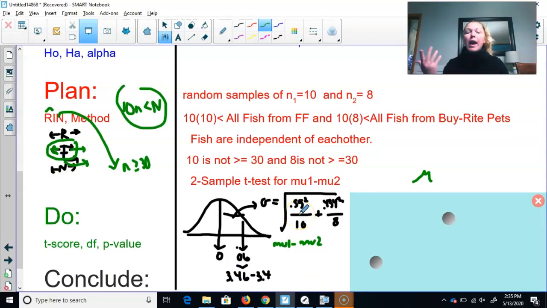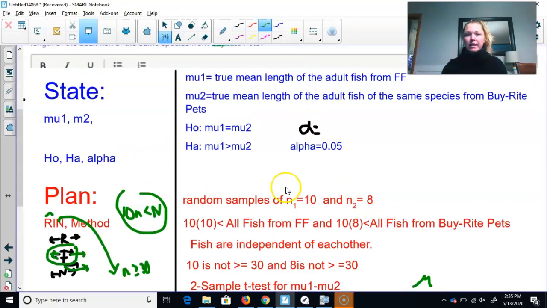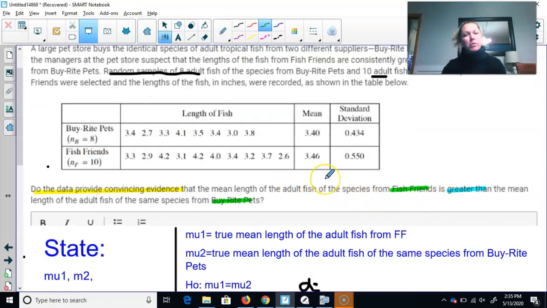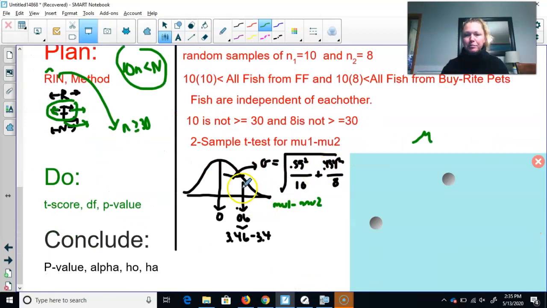Okay. Now I have an observation, right? I have 2 X bars and I'm going to subtract them. Well, how do I know which one to subtract first? mu1 is my Fish Friends. So I'm going to take X bar of 1 first minus X bar of 2. So 3.46 minus 3.40. And that gives me 0.06 right here.